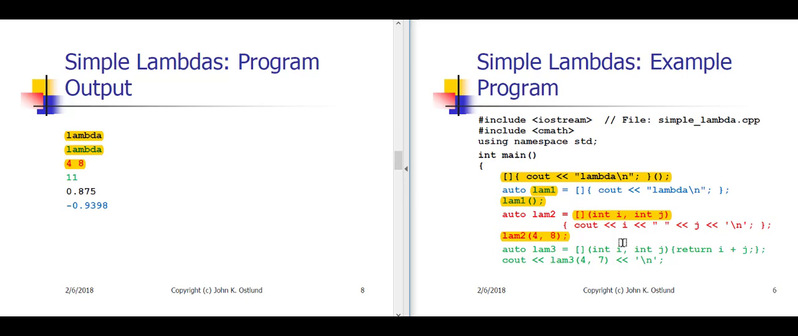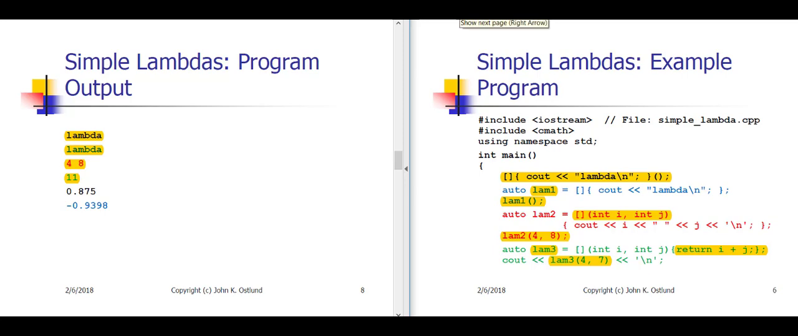Then in the green code on the bottom of slide 6, I'm defining lam3 as a lambda. This lambda returns a value. Specifically, it returns the sum of its two int arguments. And since I have not specified a return type, the compiler deduces that this thing must be returning an int. Consequently, in this cout statement, when I call the lambda whose name is lam3 with the arguments 4 and 7, that computes and returns an int 11, and I see that int 11 in my output.